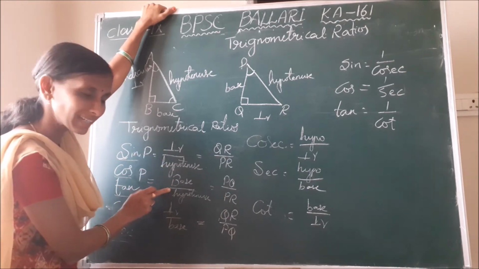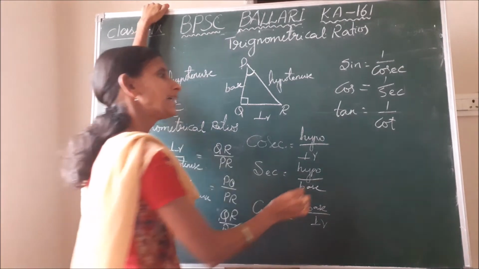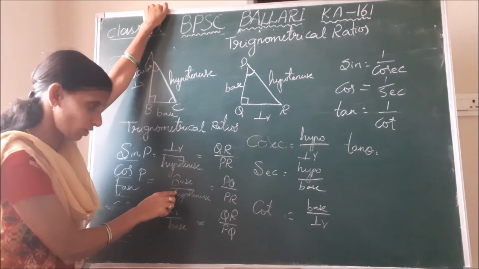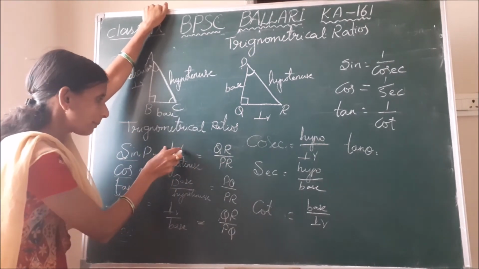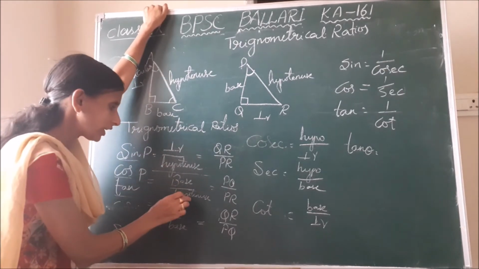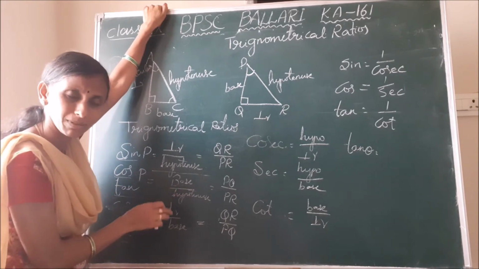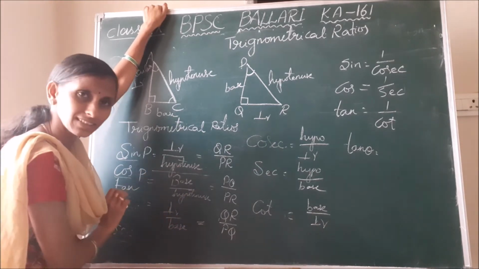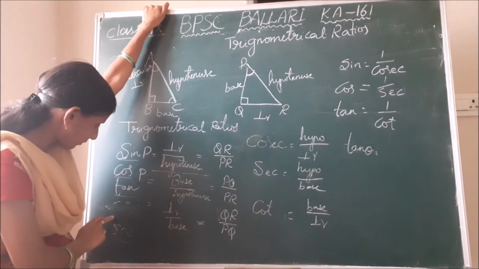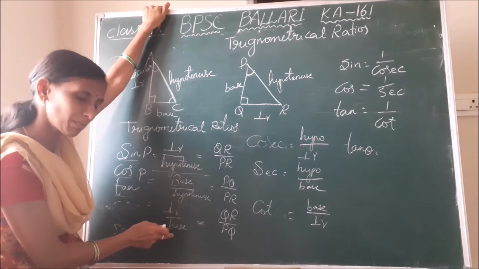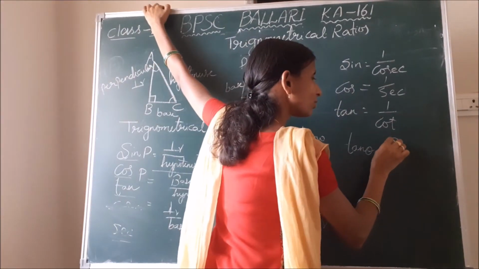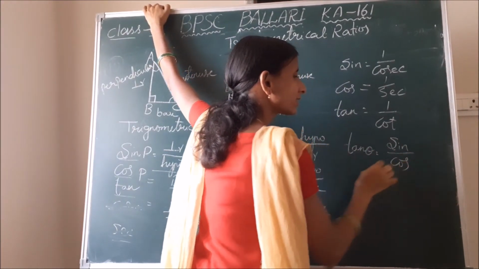Perpendicular by base means, what I am trying to say is, tan is equal to sin by cos. Means now you take perpendicular by hypotenuse whole divided by base by hypotenuse. Here both denominators are the same, hypotenuse, so we can cancel this. What is remaining? Perpendicular by base. That is equal to tan. So from this we can say tan is equal to sin by cos.